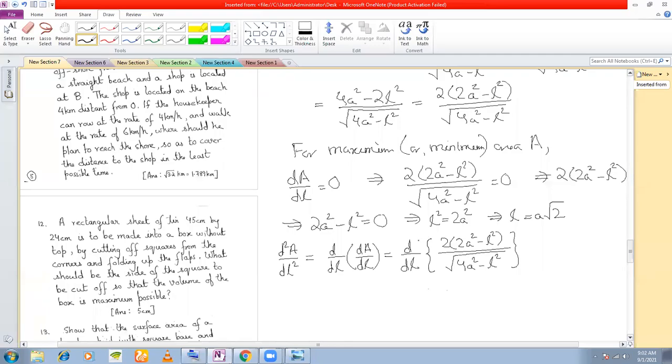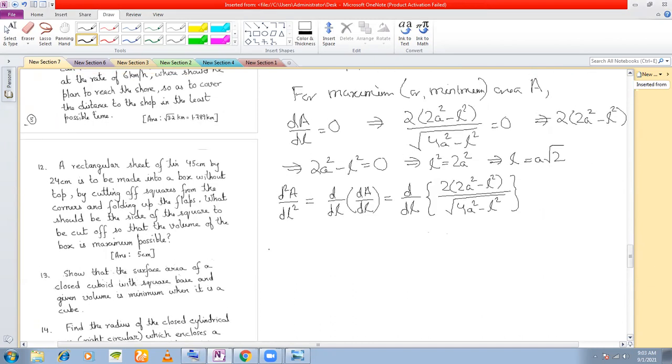Okay, now d2A/dL2 is nothing but the derivative of dA/dL. With the help of the second derivative test, we are going to show whether it is maximum or minimum. If d2A/dL2 is negative at L equal to a root 2, then we can say that the area is maximum. So let's check the sign, whether it is positive or negative. First differentiate, then we'll check the sign.